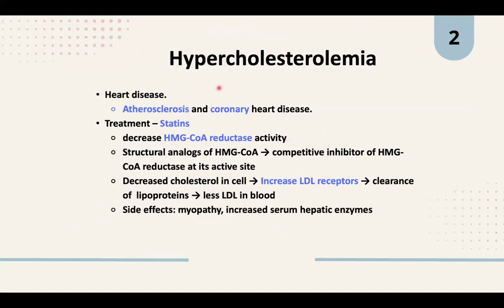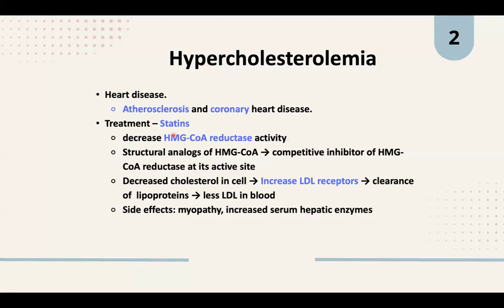Okay, now hypercholesterolemia. So we finished talking about the actual metabolism. Let's talk about some diseases. So mainly hypercholesterolemia is the disease that concerns cholesterol. So let's break down this word. Hyper is high, cholesterol is cholesterol, and emia is blood. So this basically means you have a lot of cholesterol in blood. This is related to heart disease like atherosclerosis and coronary heart disease.